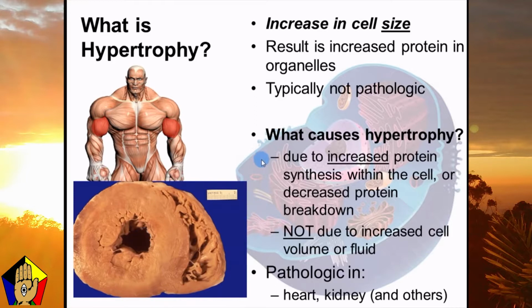Another place you see hypertrophy is the kidney. And the kidney, if one kidney has a problem, the other one will increase its size, not number of nephrons, but the size of the kidney to try and accommodate.